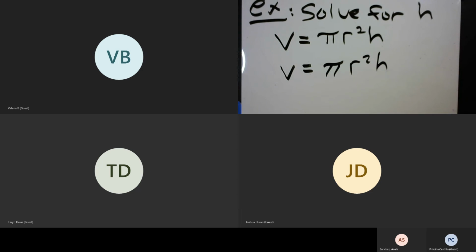H just wants to be by itself for a little bit. So we have a pi and an r squared. Now what we can do, we can think of pi r squared as having parentheses.